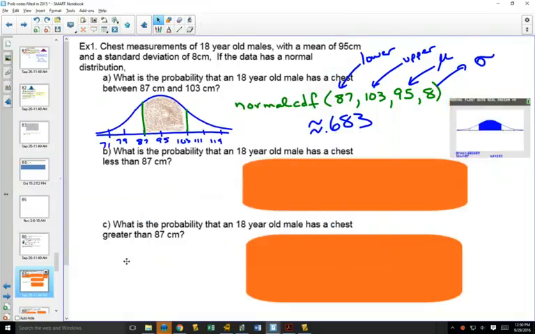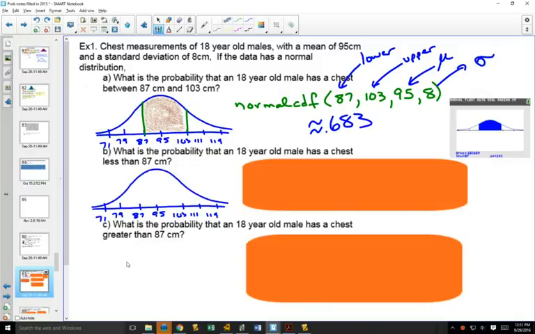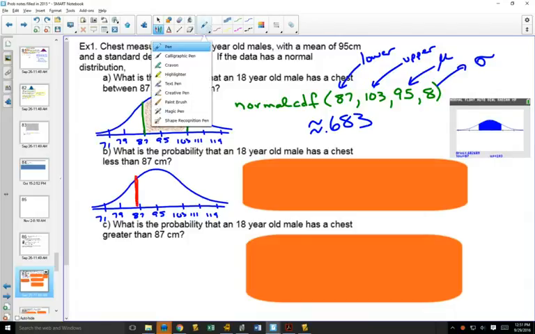So you get that little graph if you use shade norm. What is the probability that an 18-year-old male has a chest size less than 87? So once again, you take your graph and you draw it again. There we go. Perfect. And this time we're looking for less than 87.